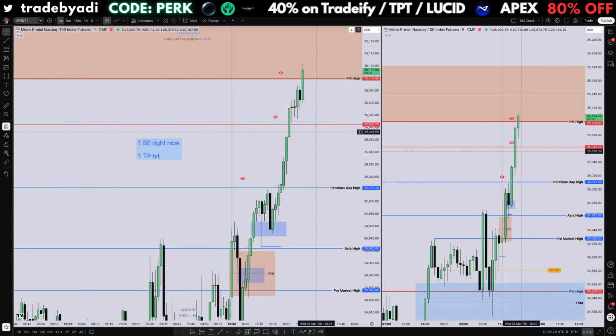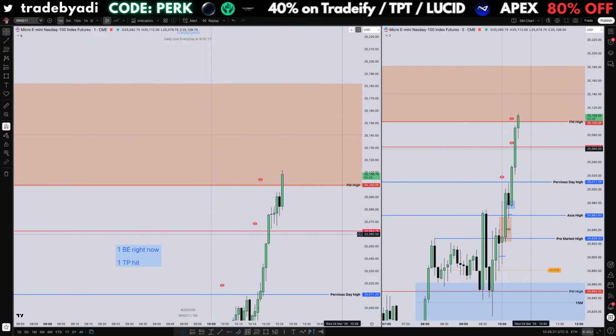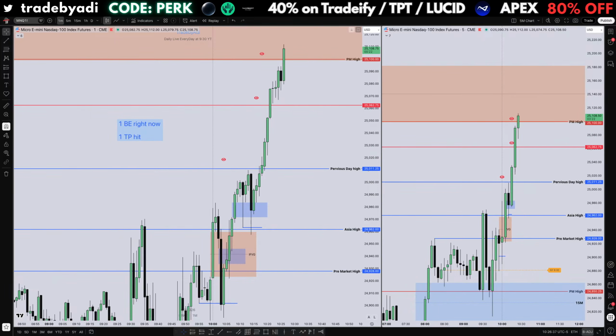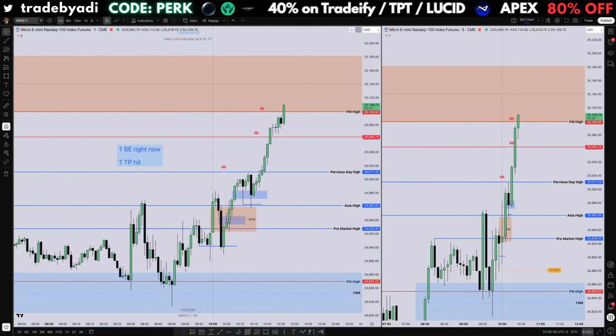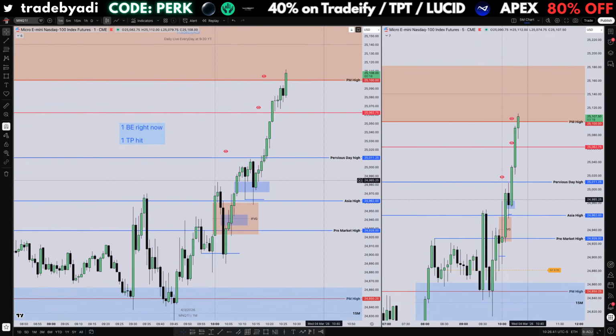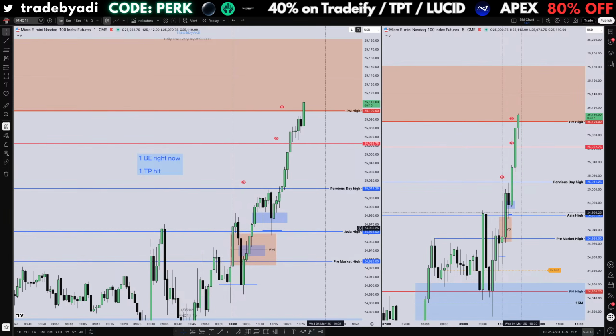Okay, so we have hit Monday's high and the PM session high, the nearest draw on liquidity. Today was a good day. We made a profit, not a huge profit, only $400 on each account. It is not huge, but if I was holding the setup till here, then it was nearly $600 to $700.